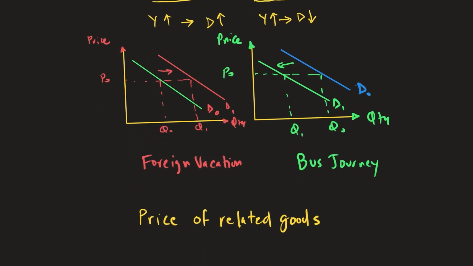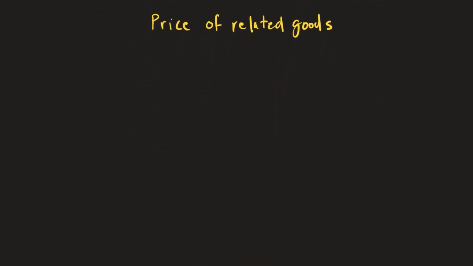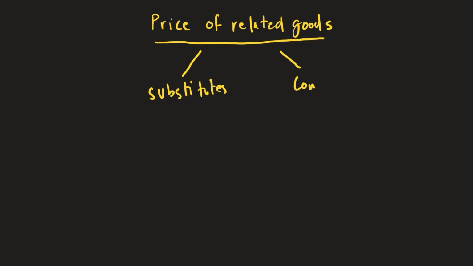Another important factor that affects our demand is what we call the price of related goods. Here also we look at two kinds of goods. One is what we call substitutes, and another one is what we call complements.